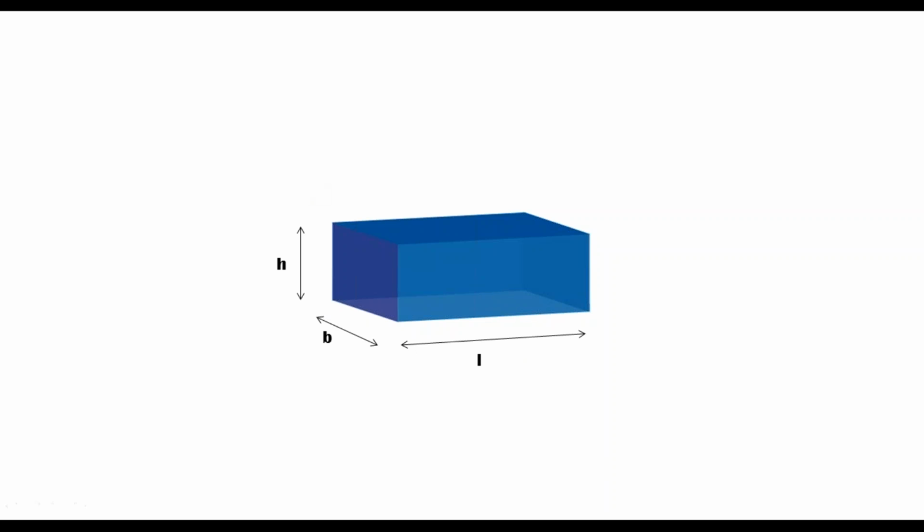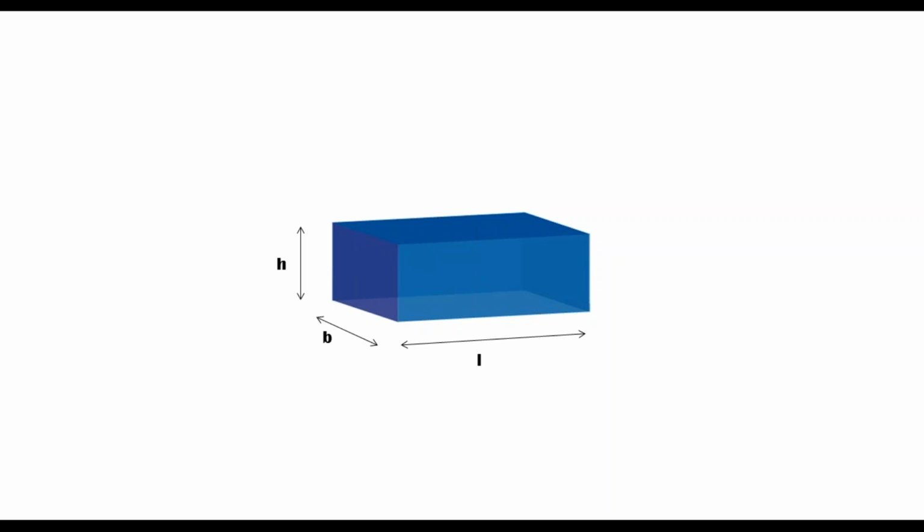Now there are two different things. The first one is the volume, and the second one is surface area. Volume is how much space is occupied by the entire solid. And surface area is how much area the planes of a particular solid are utilizing.